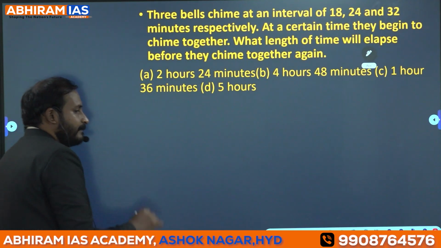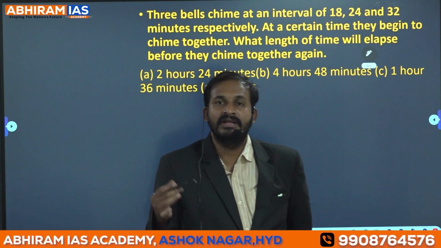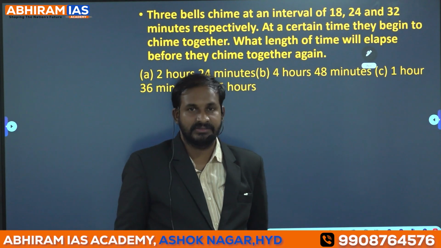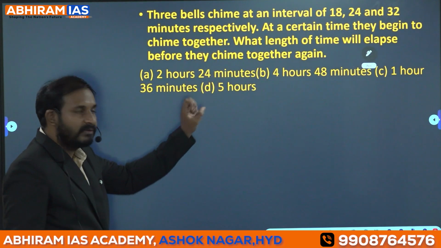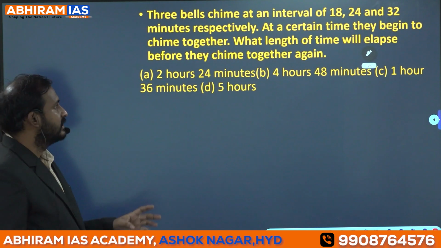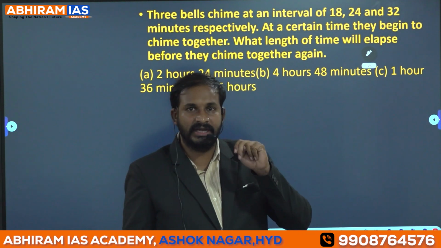Now see here, this is repetitive, right? When we have repetition, in general it means we have the multiples. So this type of question is very, very important for us. You will have two types of these questions. One is when they will ring once again, and the other one is how many times this event occurs in the given time. Two categories we will have.